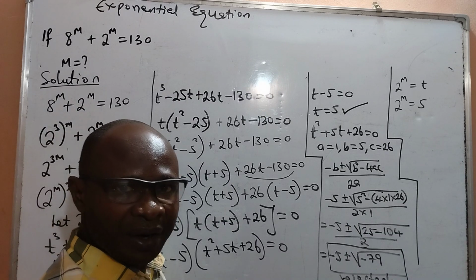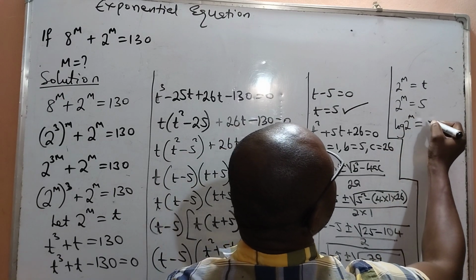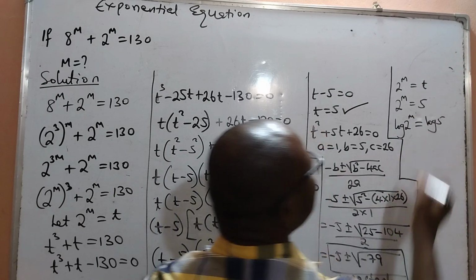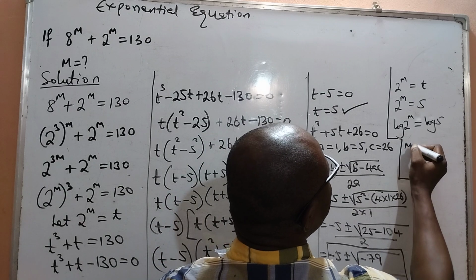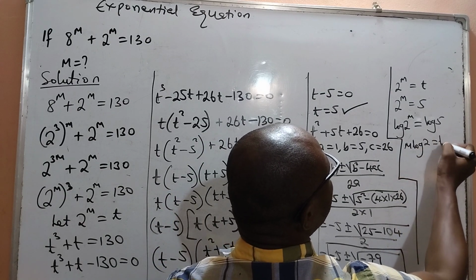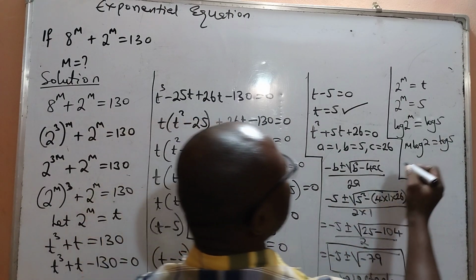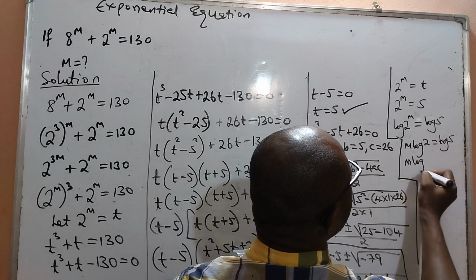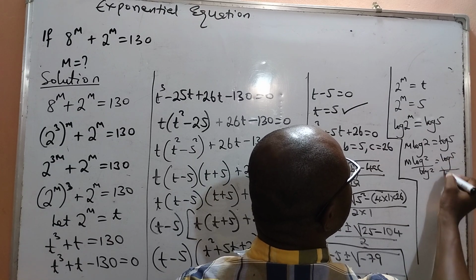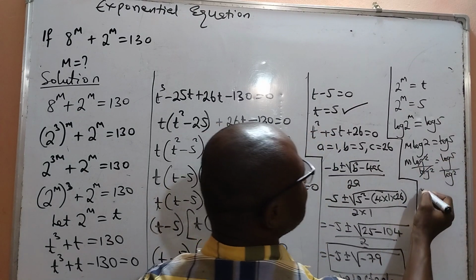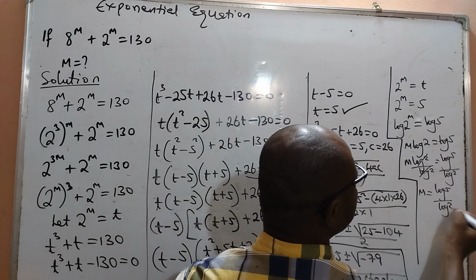Now, I will take logarithm to both sides. Log of 2 raised to the power n is equal to log of 5. By the law of logarithms, n will come to the front to give me n log 2 is equal to log 5. So dividing both sides by log 2 will give me n log 2 all over log 2 is equal to log 5 all over log 2. So this will cancel this to give me n equal to log 5 divided by log 2.